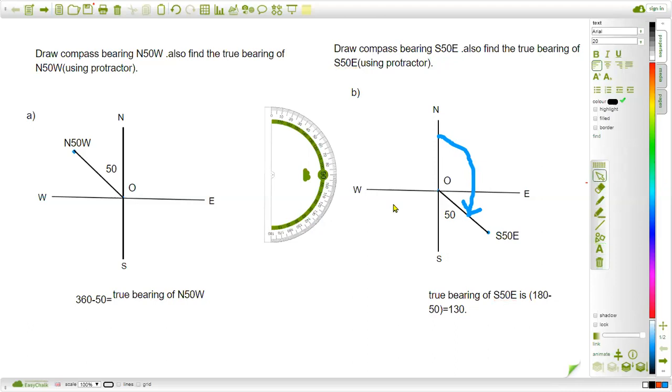Okay, here we have solved these questions by the basic concept of compass bearing as well as the true bearing. In our next video, we will discuss more about such types of questions.